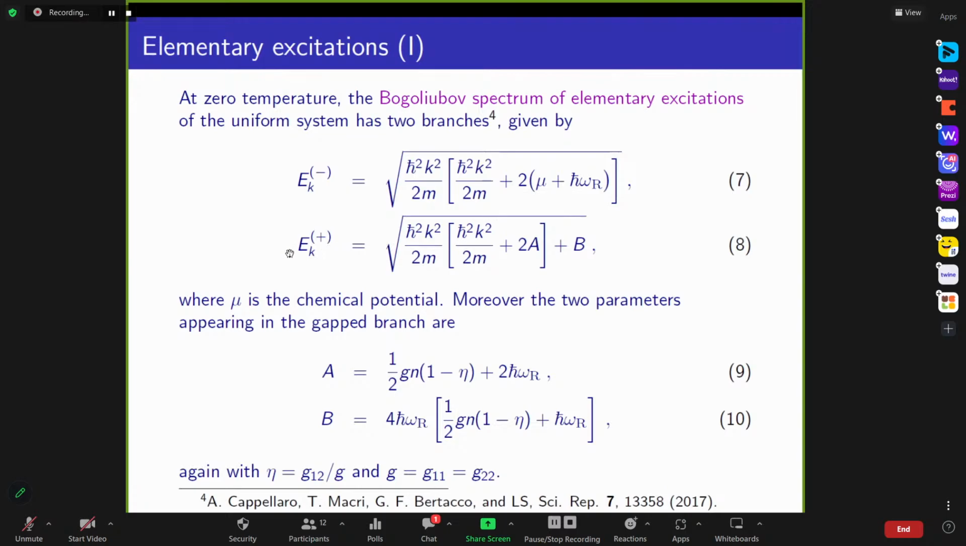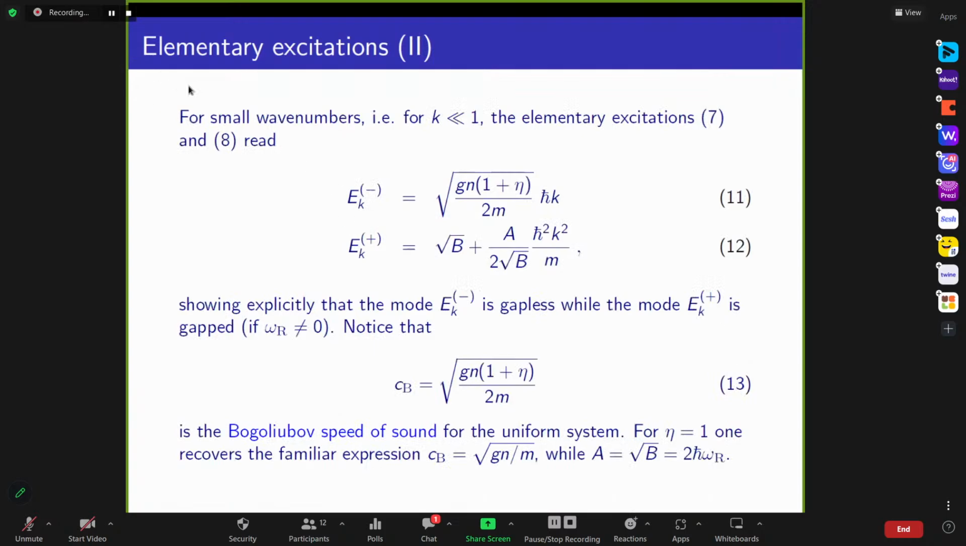And in particular, in the gapped equation appear two parameters, capital A and capital B. These two parameters can be expressed in terms of the chemical potential, the strength of the interaction and the Rabi frequency, as shown in equation 9 and 10. So to repeat, there are two branches, one is gapless and one is gapped. And if you consider, say, small wave numbers, so small k, the elementary excitations are a bit simplified, as shown in equation 11 and 12.